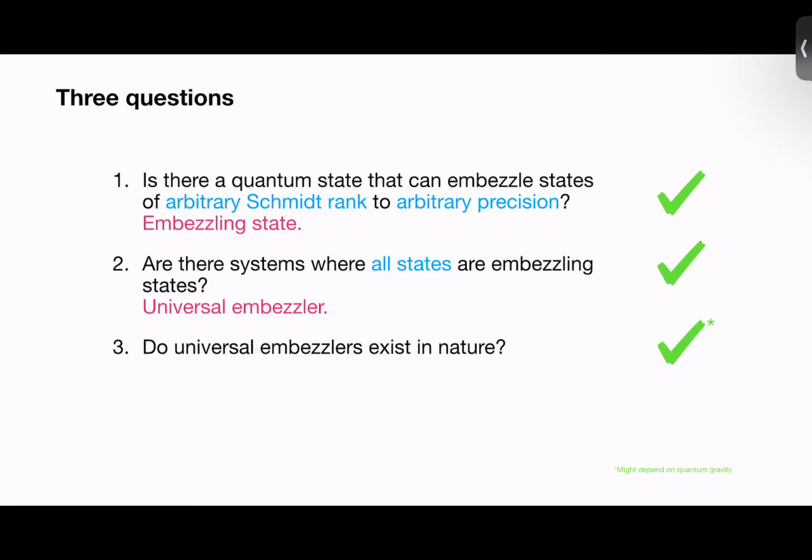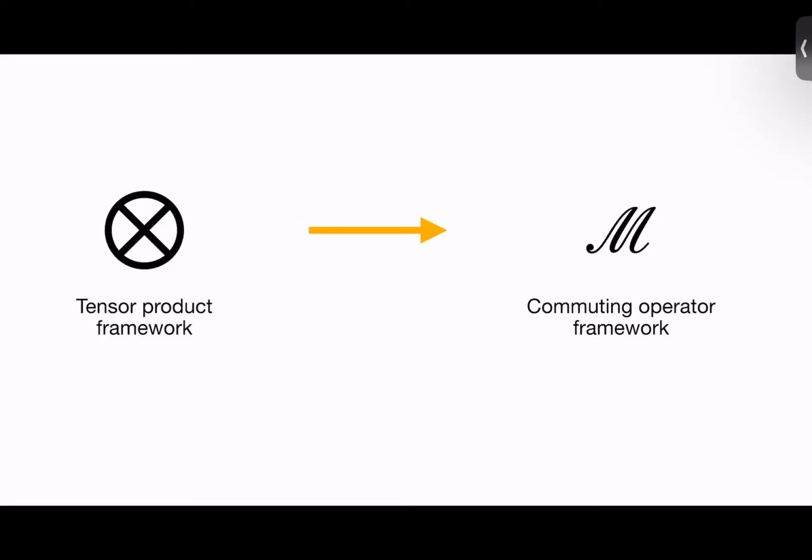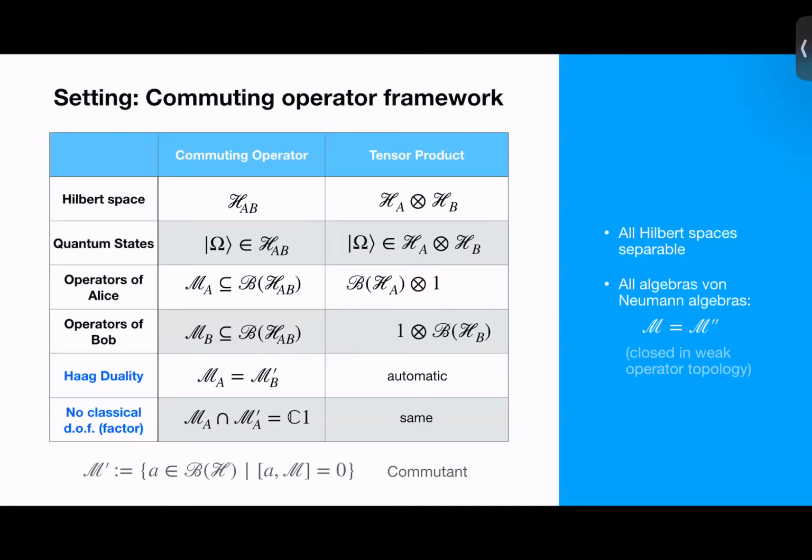The crucial step that we have to take in getting a positive answer here is that we have to go from a tensor product framework to a commuting operator framework. So what does that mean? Well, usually we do bipartite quantum mechanics in this tensor product framework. So we have Alice and Bob, who each have their own local Hilbert space, and the joint space is the tensor product. The states are just states on the Hilbert space. The operators that Alice can control are all operators on her Hilbert space, and Bob has all operators on his Hilbert space, well, bounded operators usually.